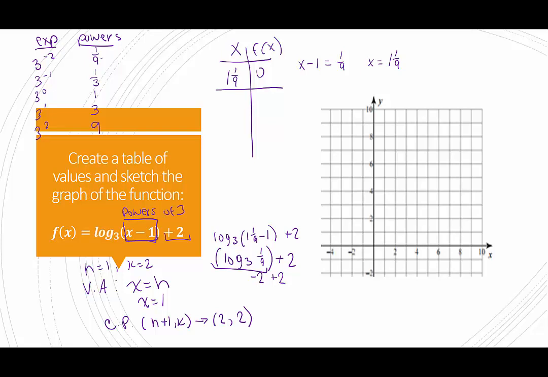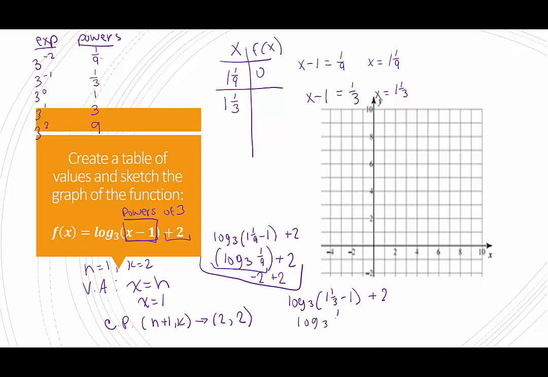For the second point, we would like the argument to equal 1/3. So x minus 1, the argument, we want to equal 1/3. We would add 1 to both sides and get x equals 1 and 1/3. So the next x value to plug in is 1 and 1/3. And what does that do for us? Now we have log base 3 of (1 and 1/3 minus 1) plus 2. Well, 1 and 1/3 minus 1 is 1/3.